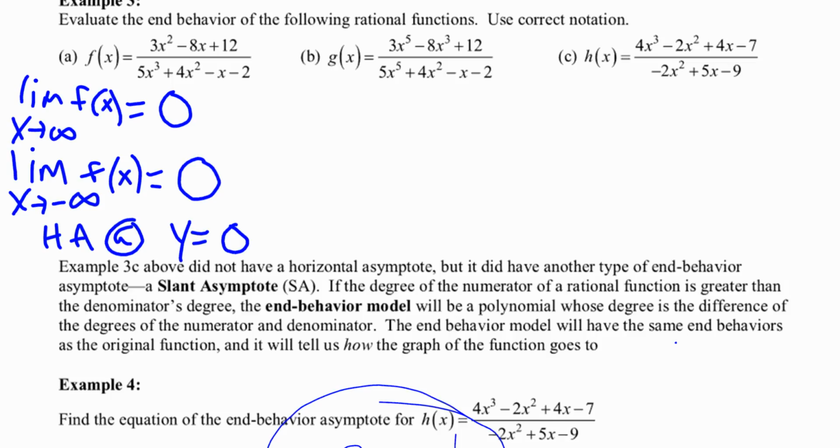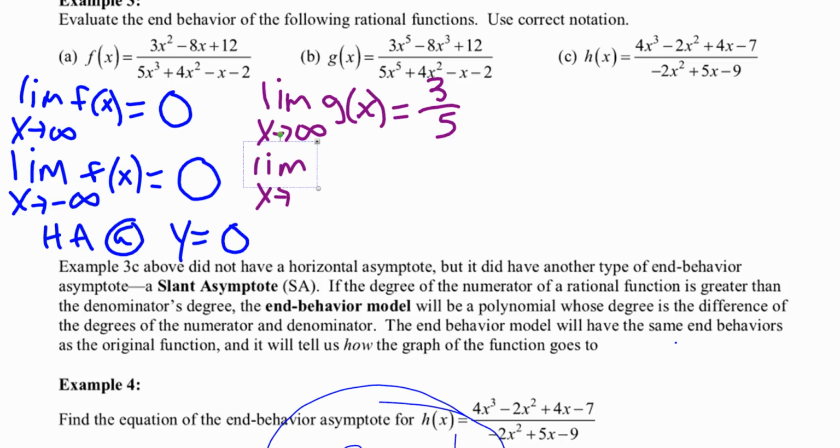In the next case, we have g of x. So if we take the limit as x approaches infinity of g of x, this time the degree of the numerator is exactly the same as the degree of the denominator. So you're going to have 3 billion over 5 billion. If you simplify that, you get 3/5. Now if we take the limit as x approaches negative infinity, the top's going to be -3 over -5. So again, we have 3/5. So we have y equals 3/5 as a horizontal asymptote.